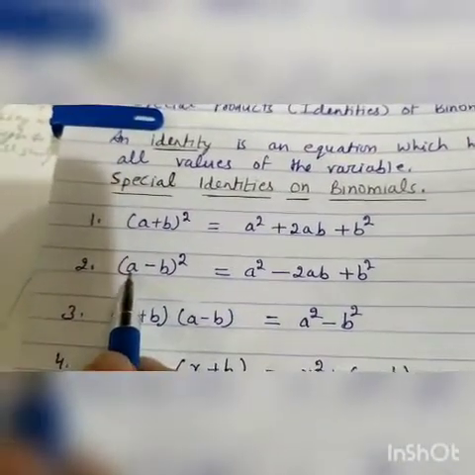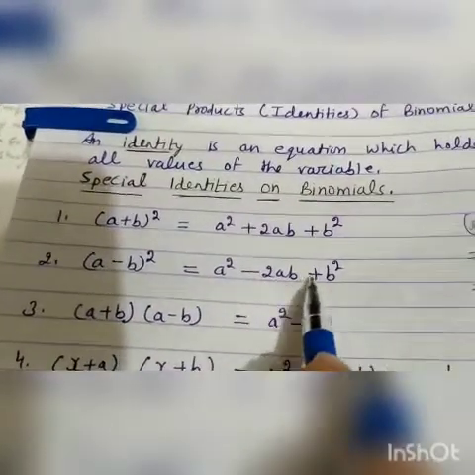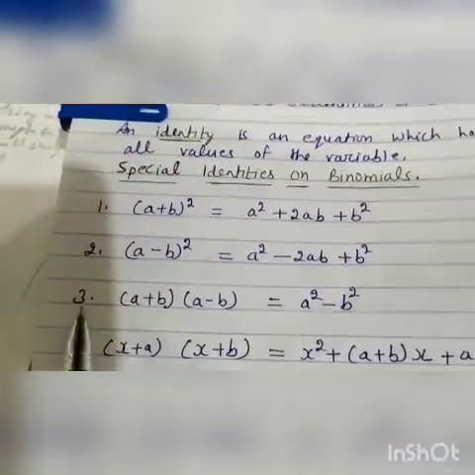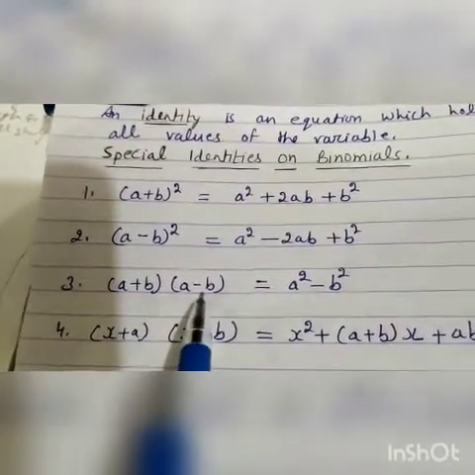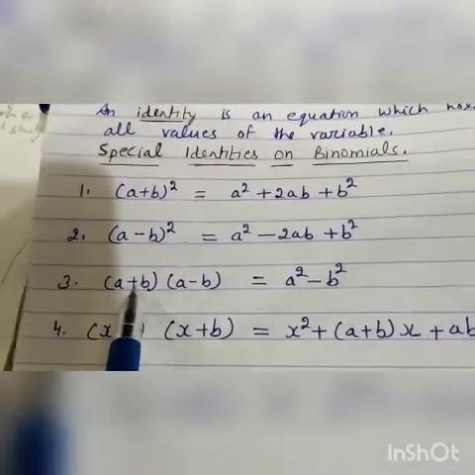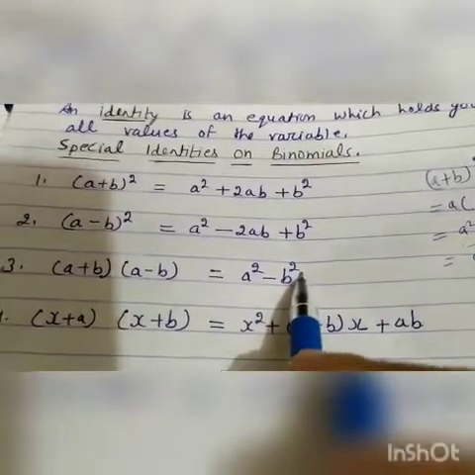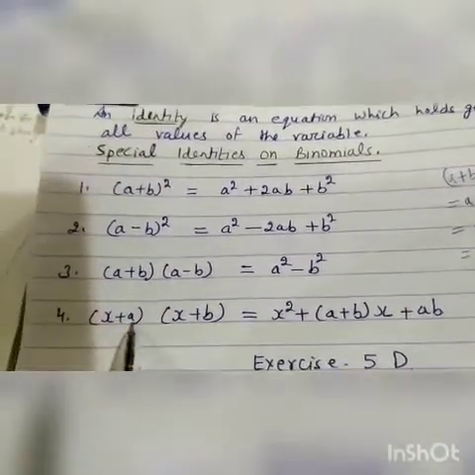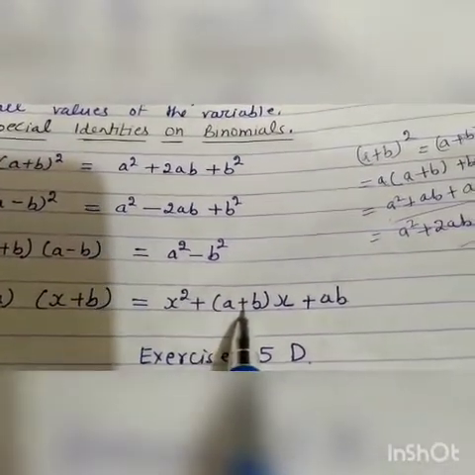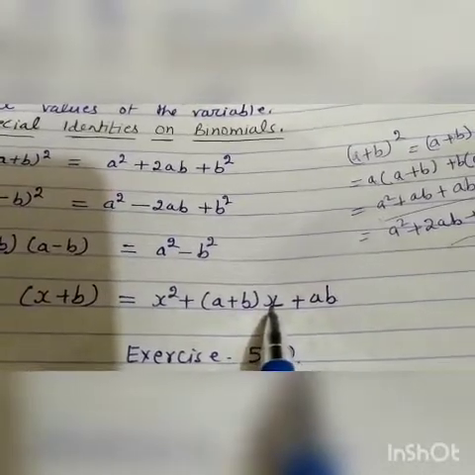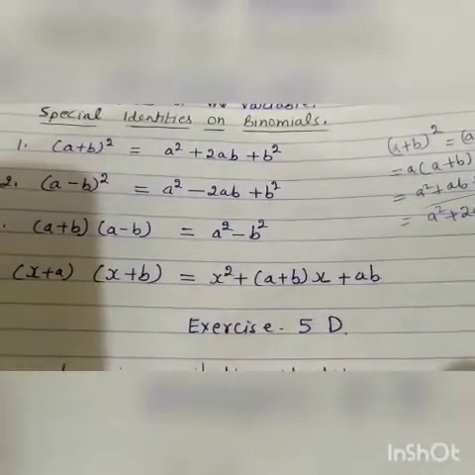Second identity, in the same way, (a minus b) whole square is equal to a square minus 2ab plus b square. Third identity, (a plus b)(a minus b). See here, there are two expressions, first with positive sign and another with negative sign. It is equal to a square minus b square. Fourth identity, (x plus a)(x plus b) is equal to x square plus (a plus b) within bracket multiplied by x plus ab. So in this exercise we will use these four identities.